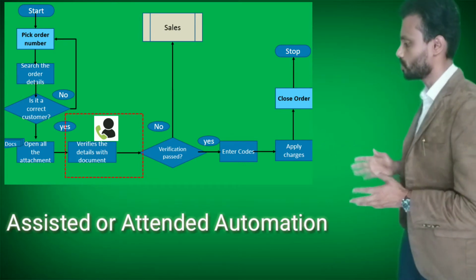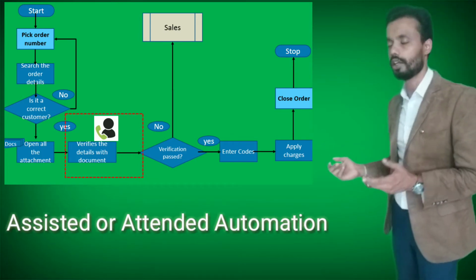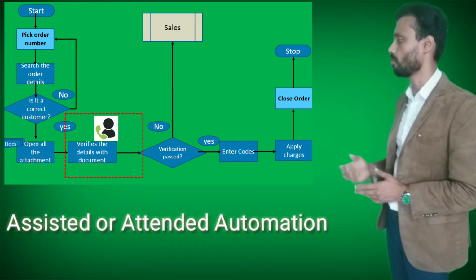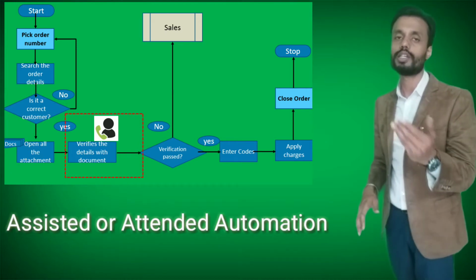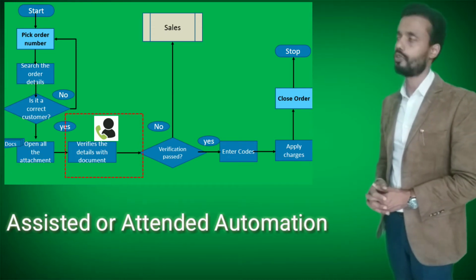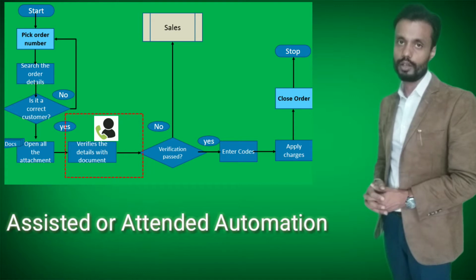So if you look at this process, if there are 10 steps and 2 or 3 steps would be on assisted automation, we would say it's 60 or 70 or 80% automation potential for this particular kind of process by looking at it.